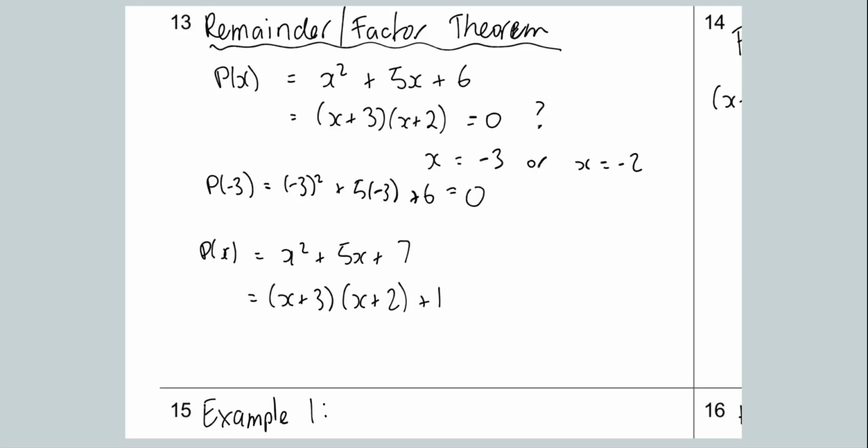Similarly, p of negative 2 will give me the same thing. Negative 2 squared plus 5 times negative 2 plus 6 is equal to 0, because negative 2 squared is 4, 5 times negative 2 is negative 10, 4 minus 10 is minus 6, plus 6 is equal to 0. So we've got there again.